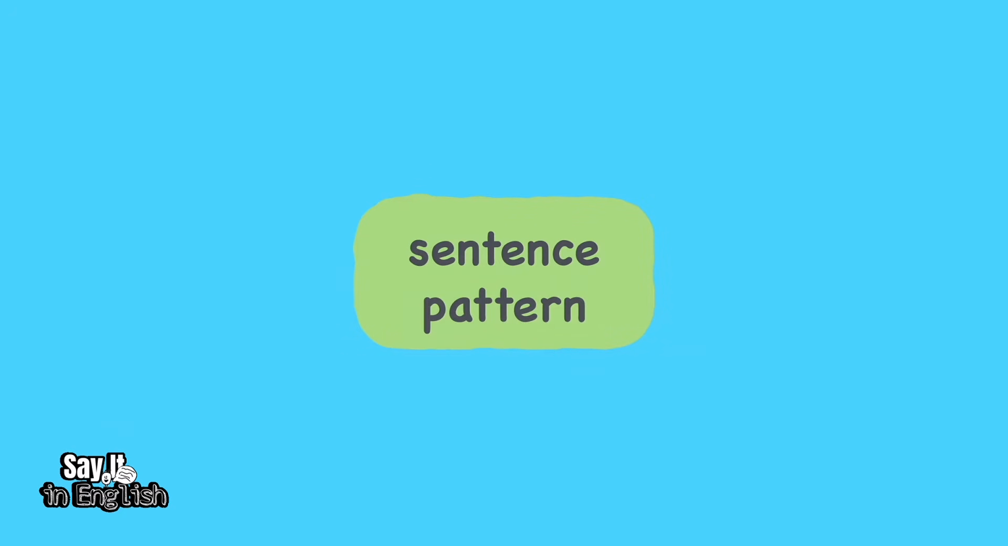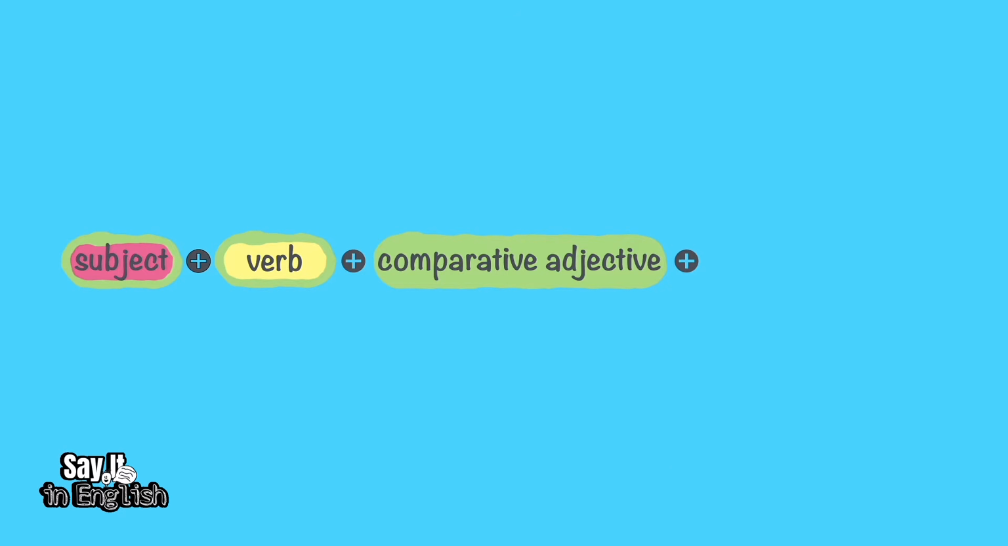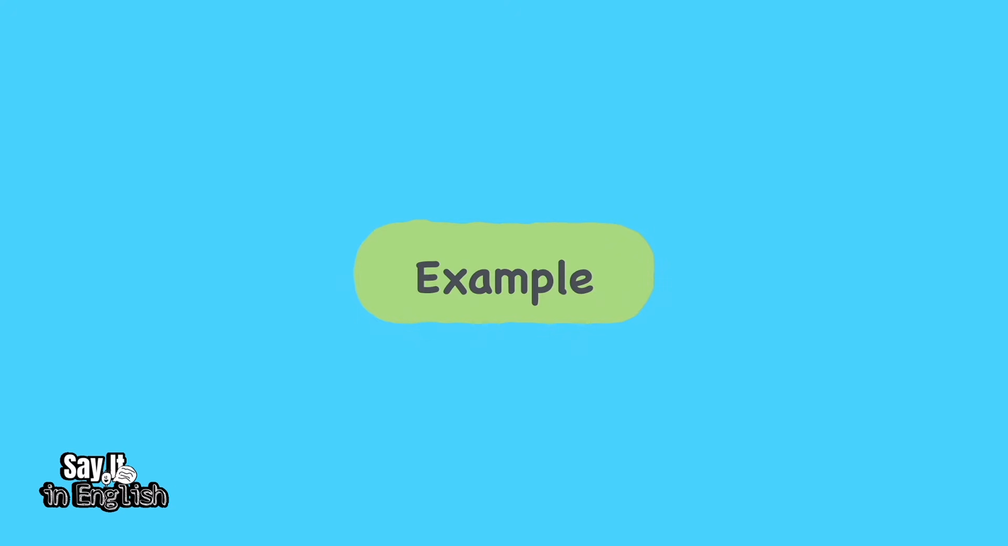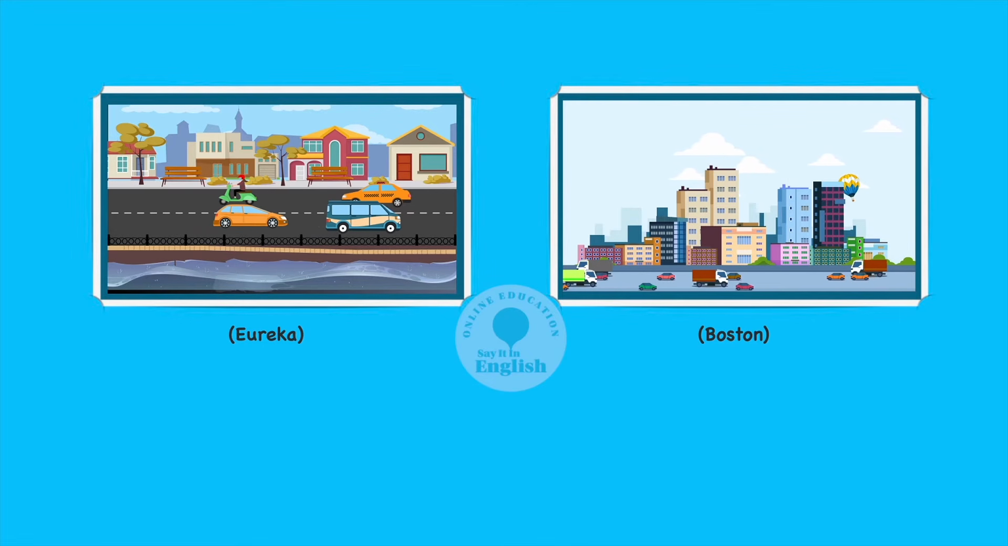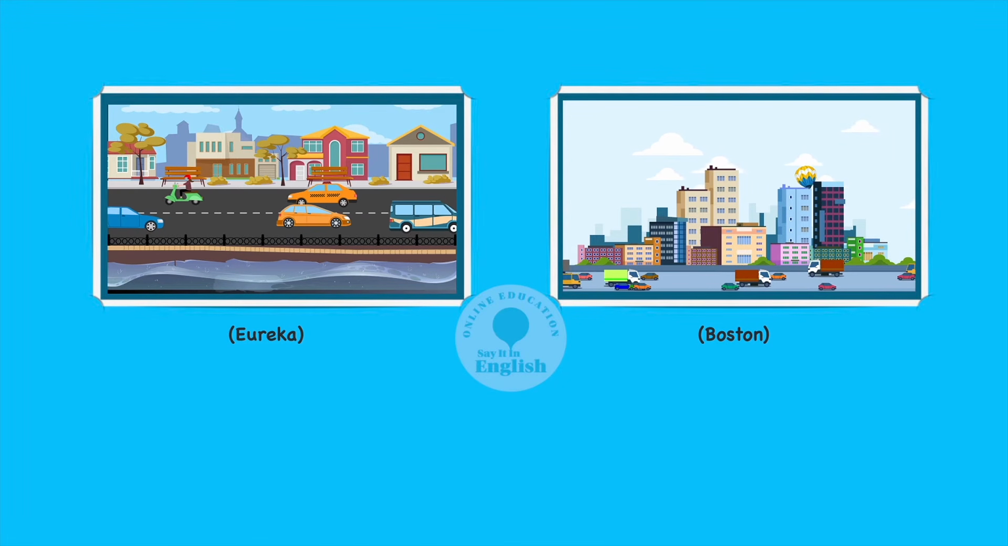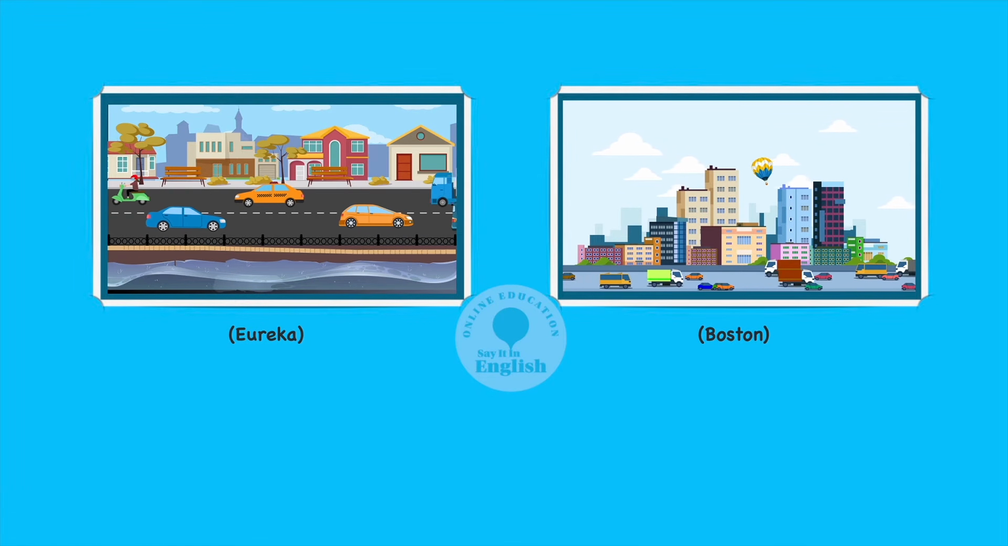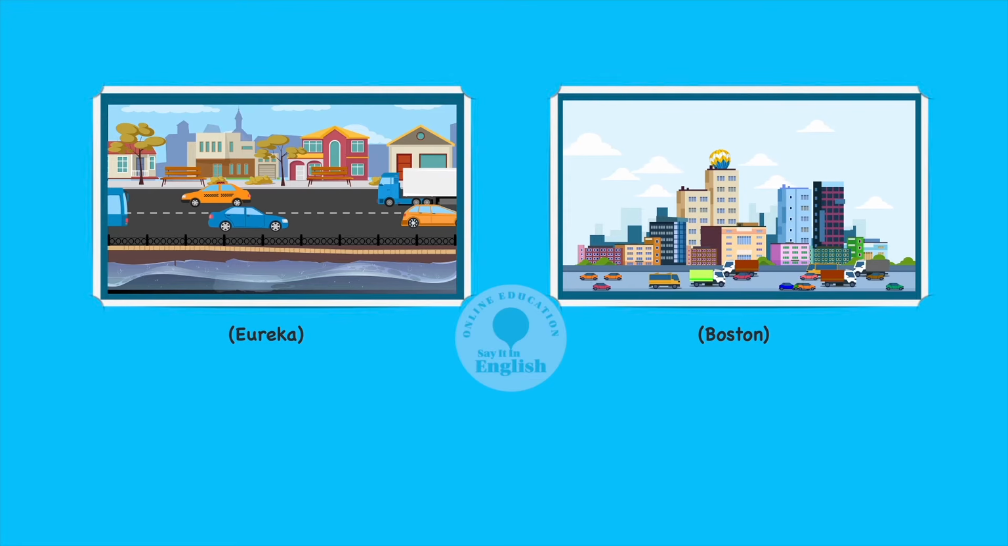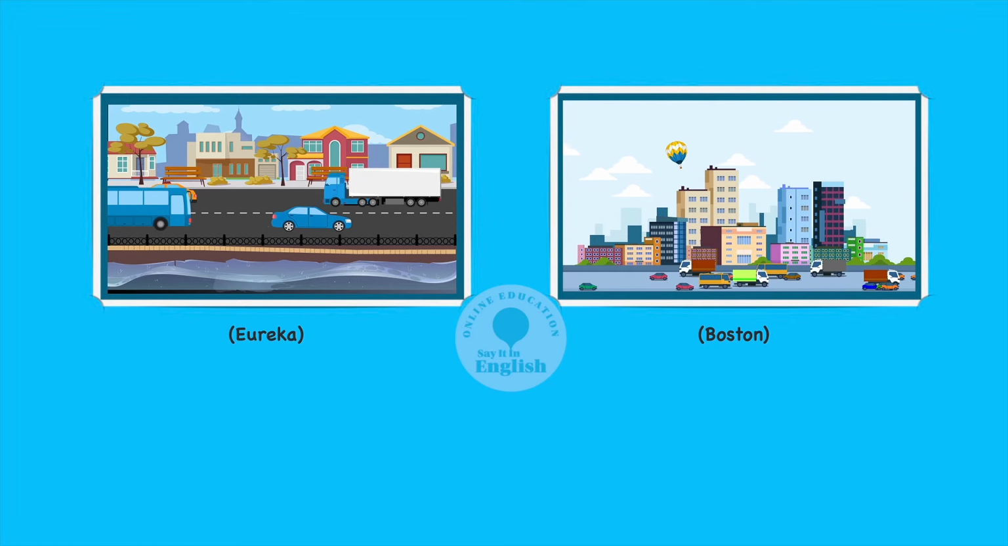The most common sentence pattern for using comparative adjectives in English is subject plus verb plus comparative adjective plus than plus object. Here are some examples to show how comparative adjectives are used. Look at these two pictures. One shows Boston and the other shows Eureka. In this video, we'll compare these cities in a few key areas to see how they differ.